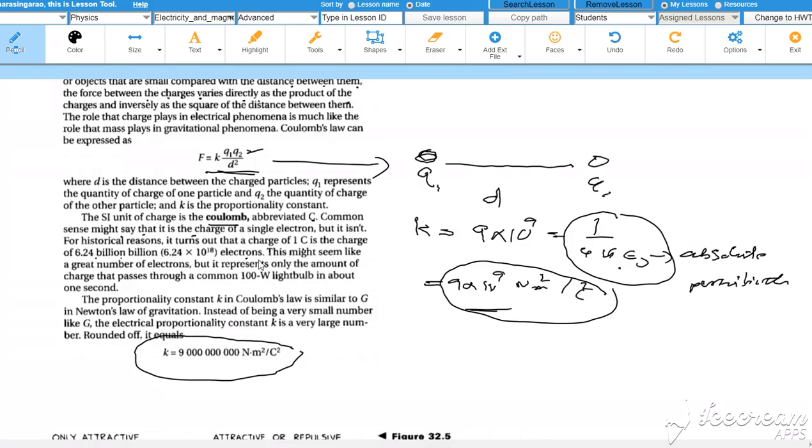This might seem like a great number of electrons, but it represents only the amount of charge that passes through a common 100-watt light bulb in about 1 second. This is very important and significant information. When a 100-watt bulb glows, what actually happens is that a great number of electrons pass through the common bulb.